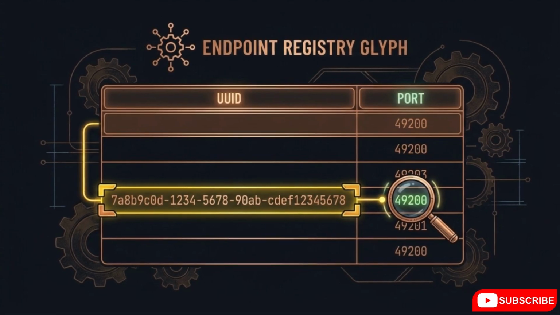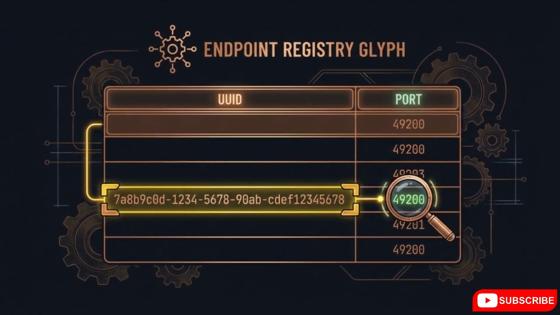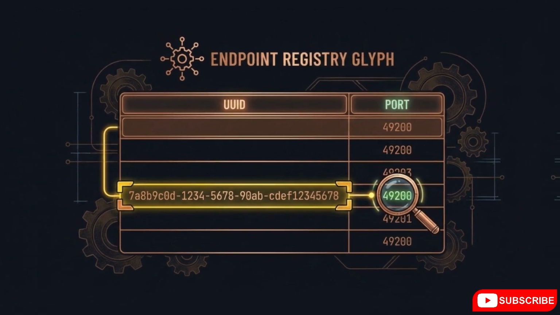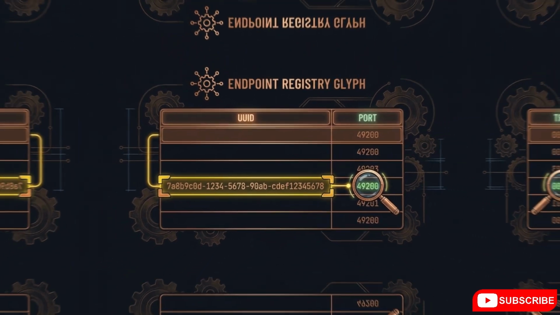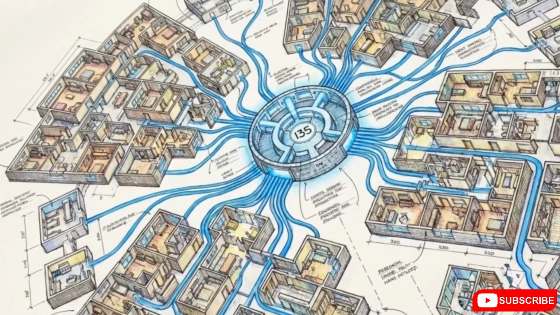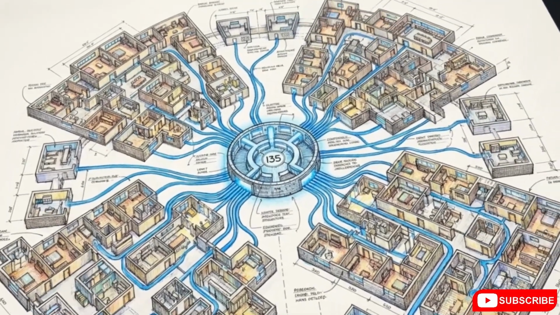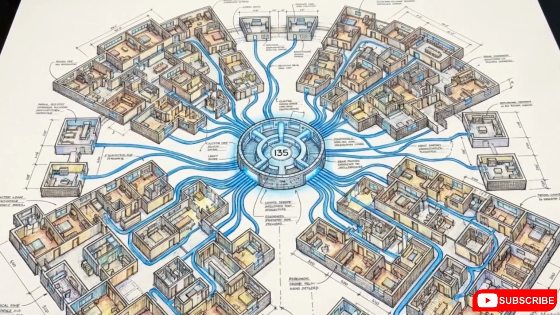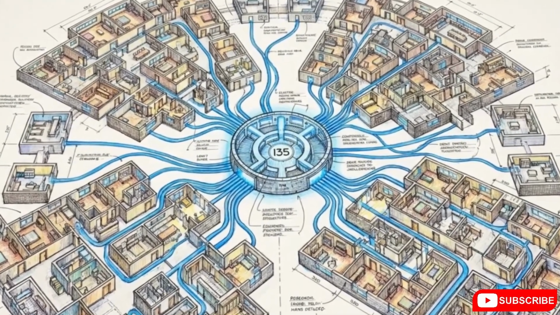The client application knows exactly which UUID it wants to talk to. It simply needs to know which door that UUID is currently hiding behind. Port 135 provides the critical anchor point. By keeping an active, real-time map of UUIDs to dynamic ports, the endpoint mapper takes a chaotic, shifting environment and makes it continuously navigable.